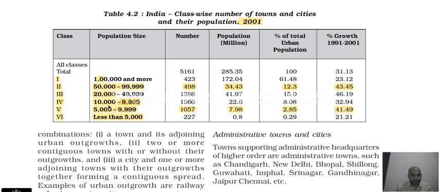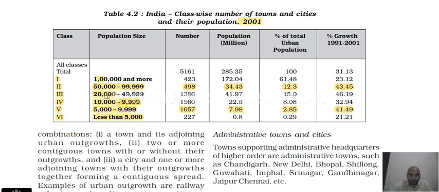So this is 10,000 to 19,999. Please make sure that when we are talking about class 4 town, the population is in between 10,000 to 19,999. Next, class 3 is 20,000 to 49,999. If the population is in between this, then we can say that town is a class 3 town.